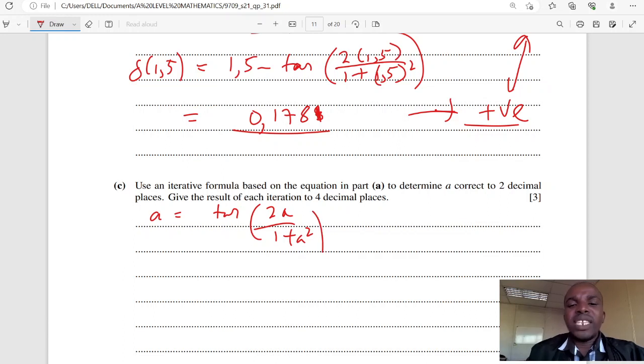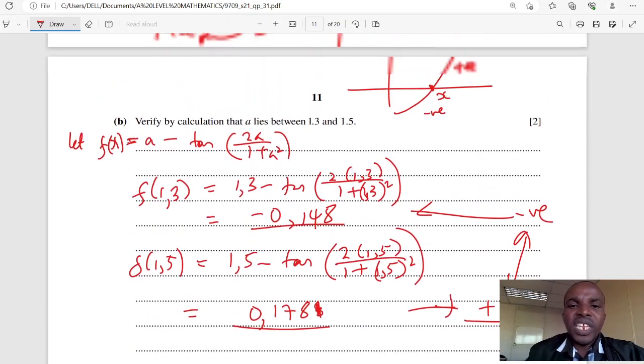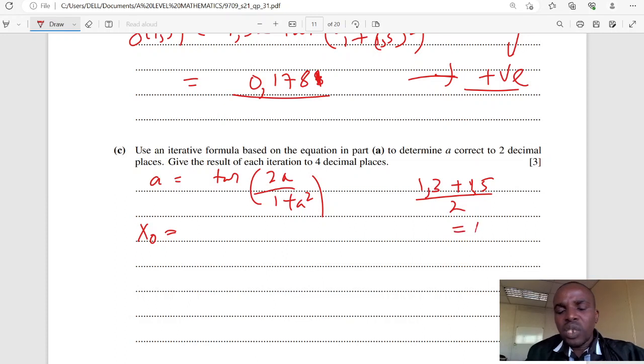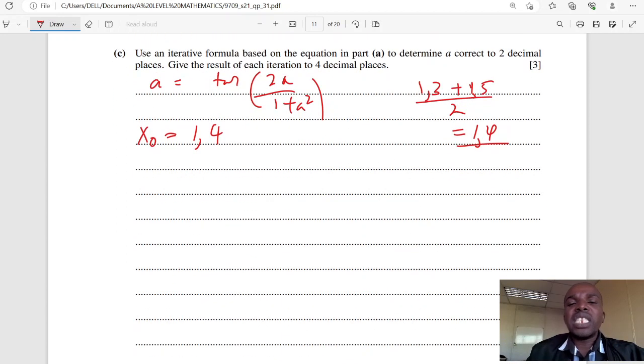Right, so since we say there's a root between 1.3 and 1.5, you have to find your x0, your starting point. You take the two values, add them together and divide by 2. You find the midpoint, which is 1.4. So x0 is 1.4. That's what you always have to do: take the midpoint of the two values.